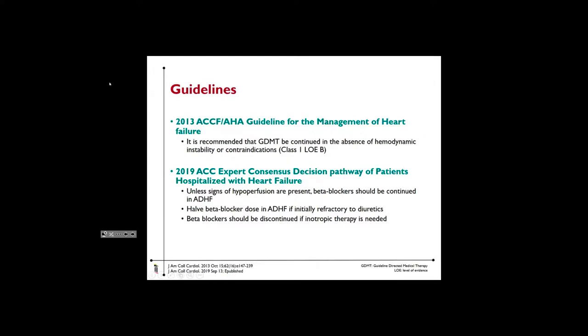And then beta blockers should be discontinued if inotropic therapy is needed or considered. This is something that needs to be stressed: when a patient comes in and is needing an inotrope, their beta blocker should be stopped beforehand.